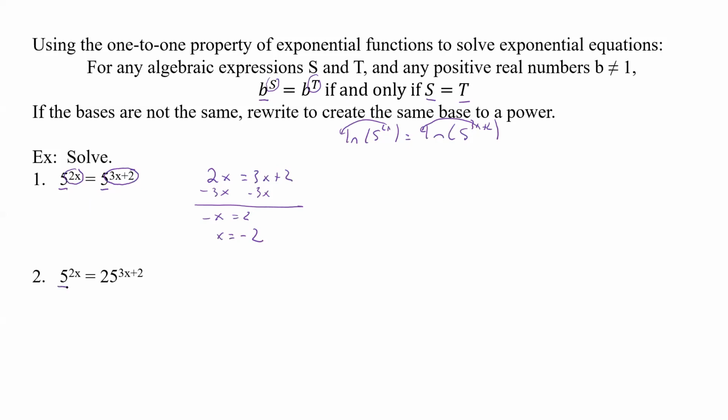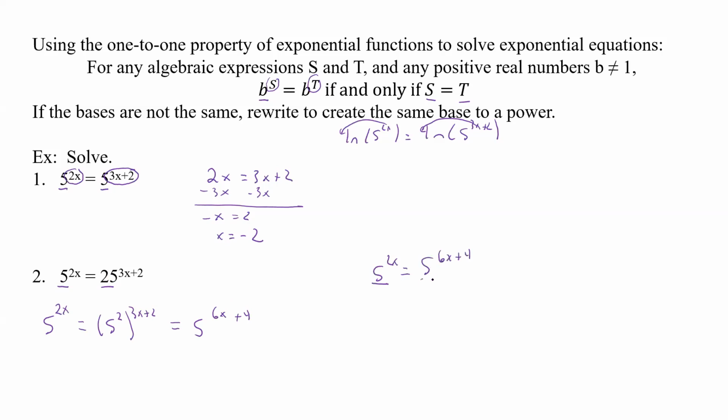Now the next one, we have a 5 and 25. Those are not the same base, so we can't use this as it sits. But can we rewrite the 25 so it actually is the same base? Well, we can. 25 is 5 squared, and then that's raised to the 3x plus 2. And so if we simplify that, that's going to be 5 to the 6x plus 4. And so now we have 5 to the 2x equals 5 to the 6x plus 4.